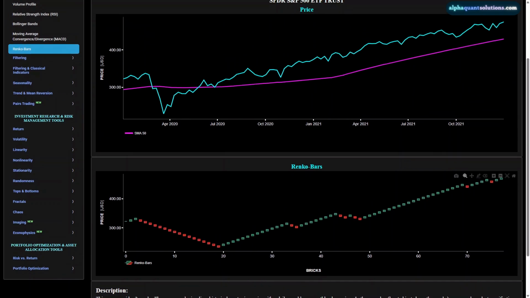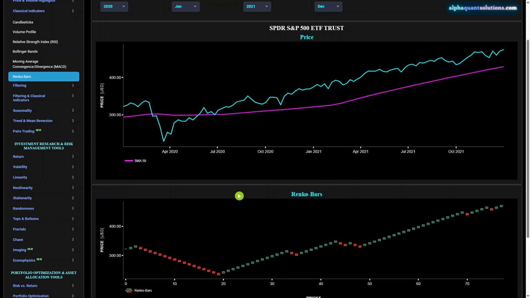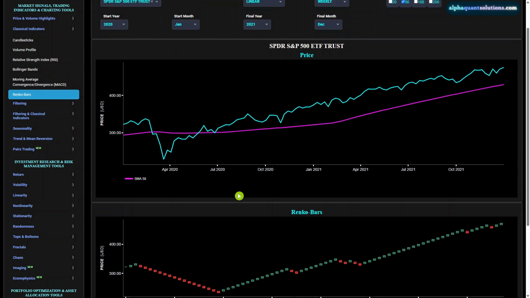So this approach, using Renko bars, allows us to filter out some of the noise, some of the high frequency noise, and potentially to really identify bullish or bearish trends.